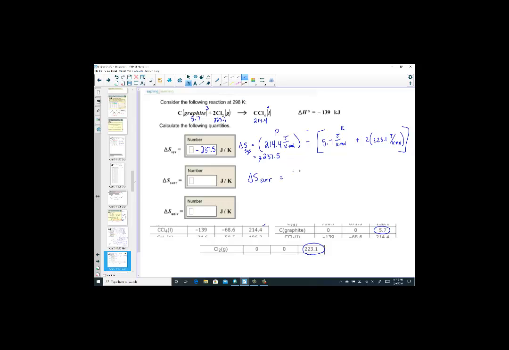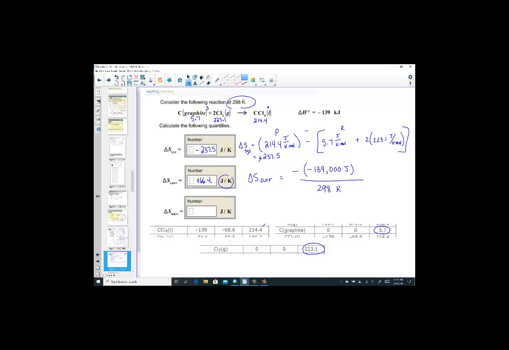We take the opposite sign of the negative 139, and I'm going to make that into joules right away, divided by the Kelvin temperature. That's fine. We're just taking joules per Kelvin. That's what the unit is we're trying to find. So I just simply am going to take 139,000 divided by 298, and we get a value here of 466.4 joules per Kelvin.